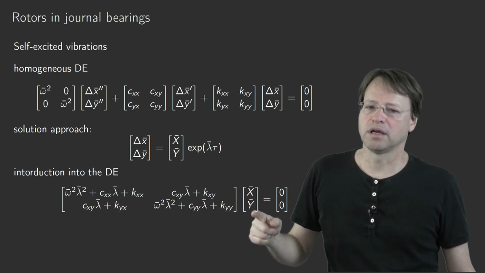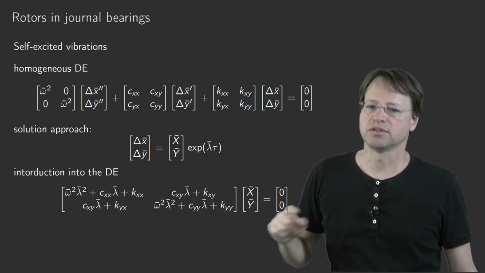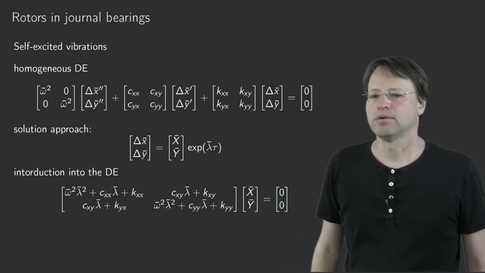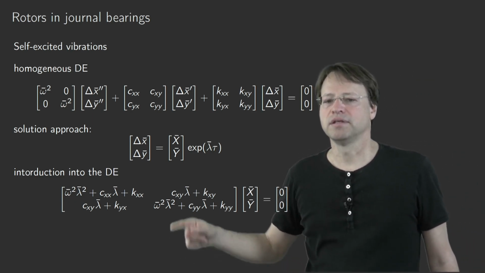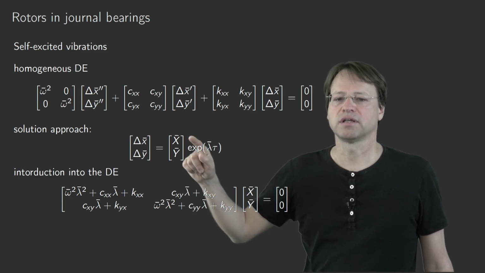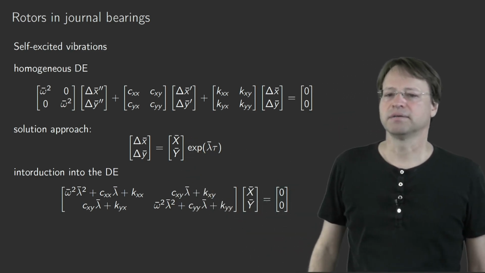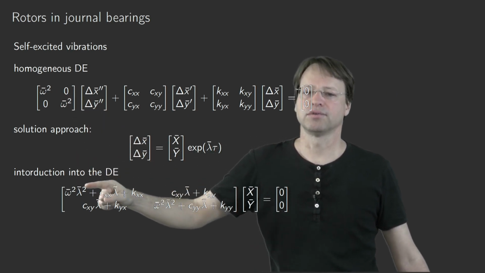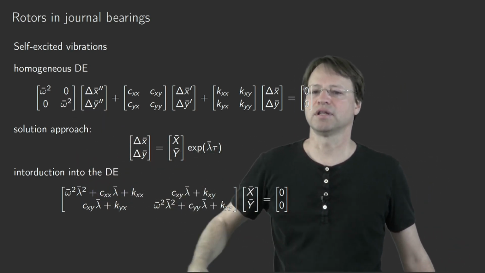We have an algebraic equation that governs these two amplitudes, so we divide by exponential lambda tau, the whole thing, and then let's look at these coefficients. The coefficients that are combined with x bar here are from the first column. Let's look at the first row, first column of that equation.